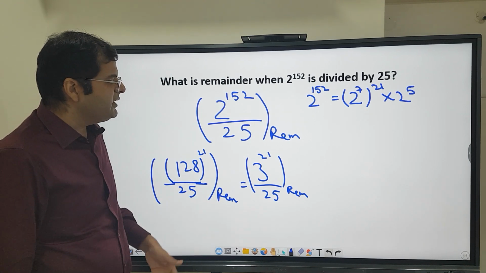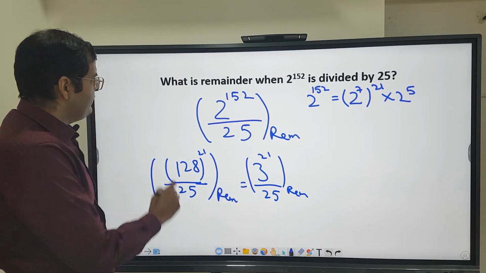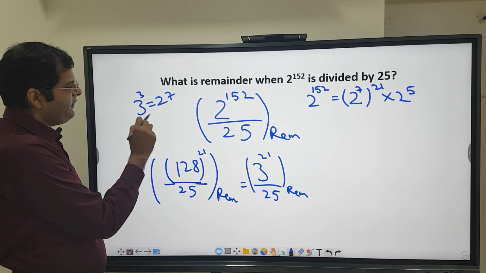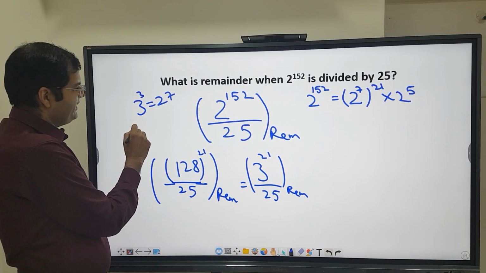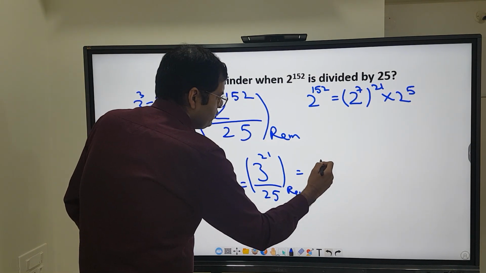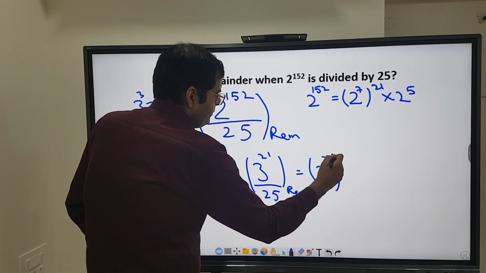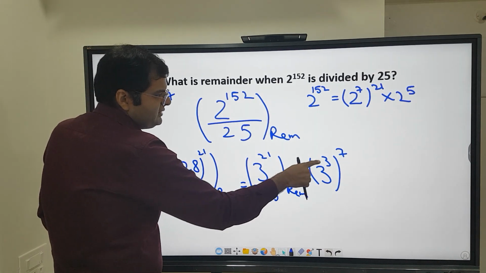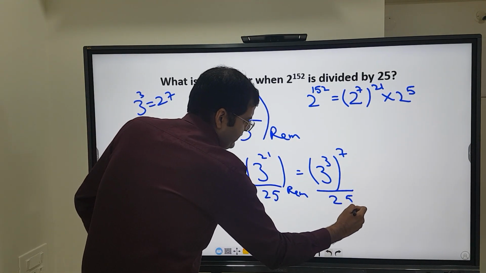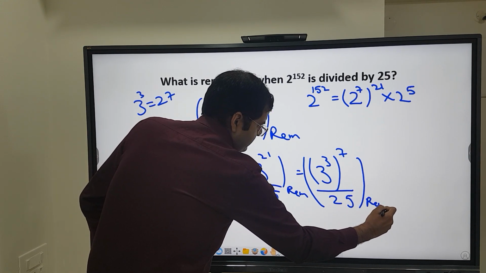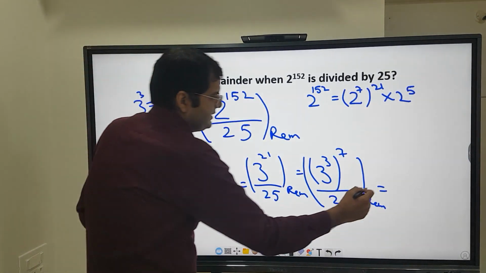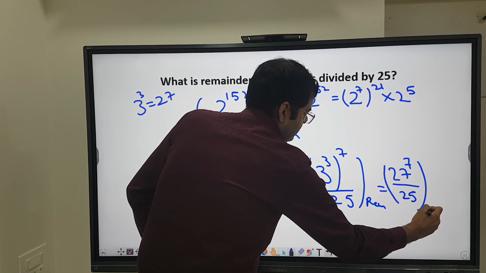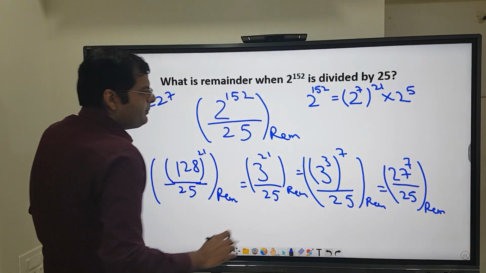Now we will look at a power of 3 that might be close to 25. We know that 3 cubed is equal to 27. So this 3 raised to 21, I can write as 3 raised to power 3, which is 27, whole raised to power 7, because 3 into 7 is 21. Now this divided by 25, the remainder of that. 3 raised to 3 is 27, I can just write it directly: 27 raised to 7 upon 25, and the remainder of 27 upon 25.